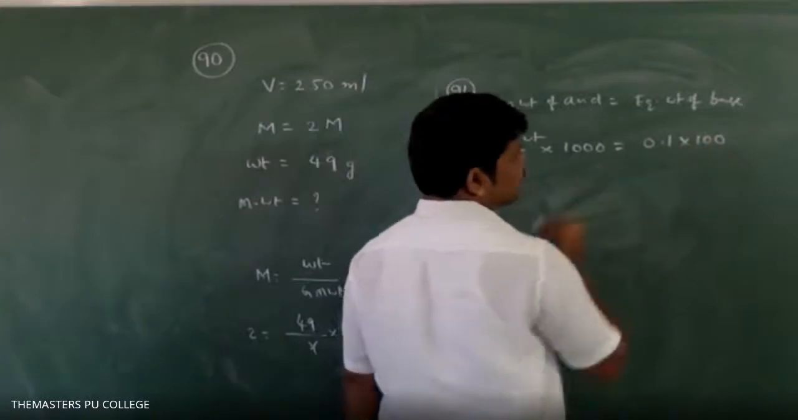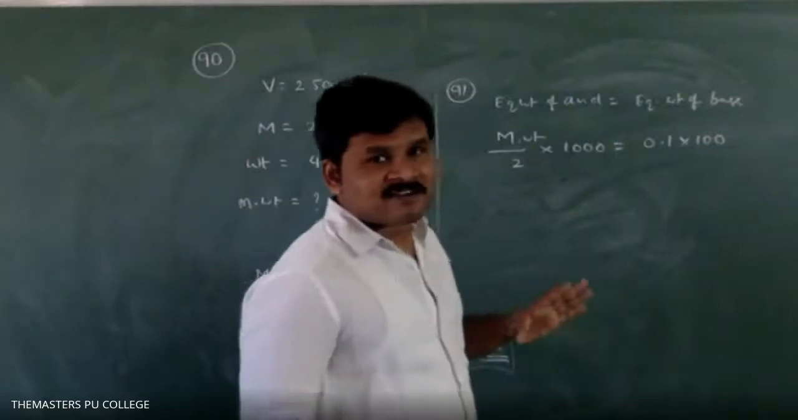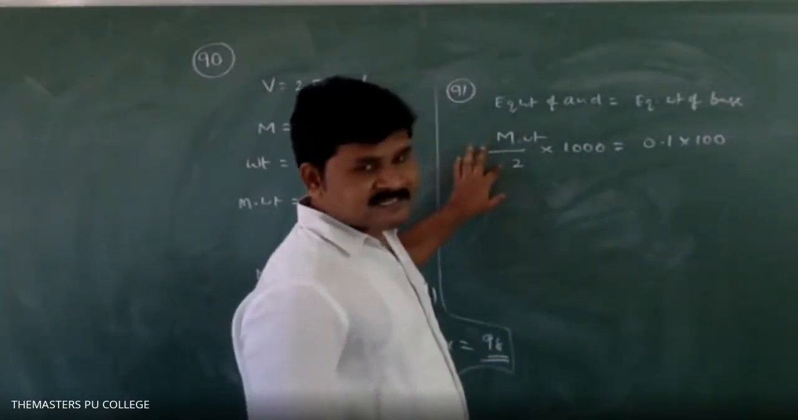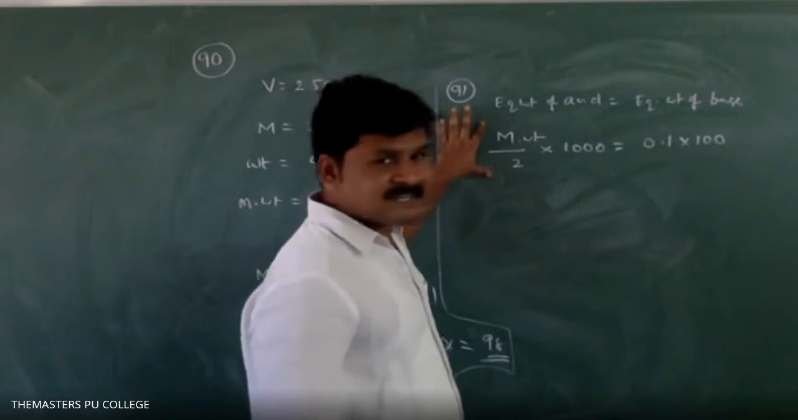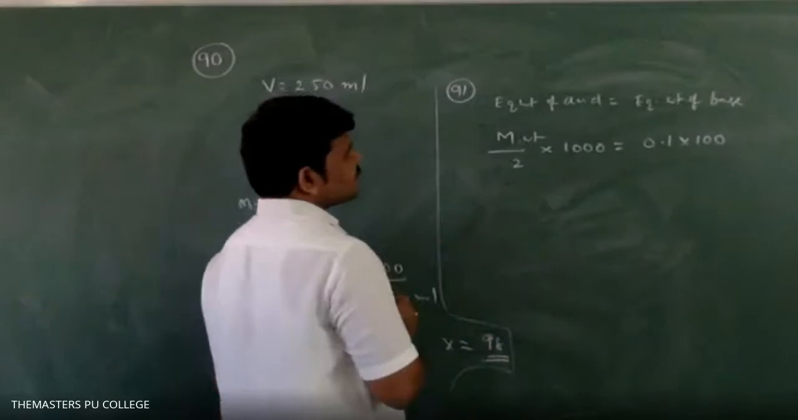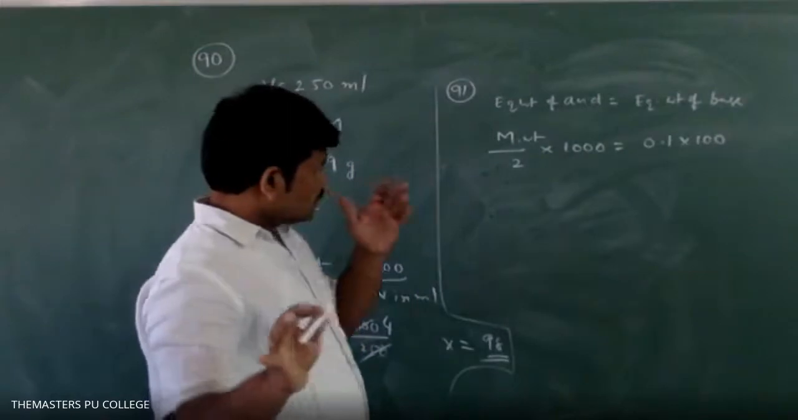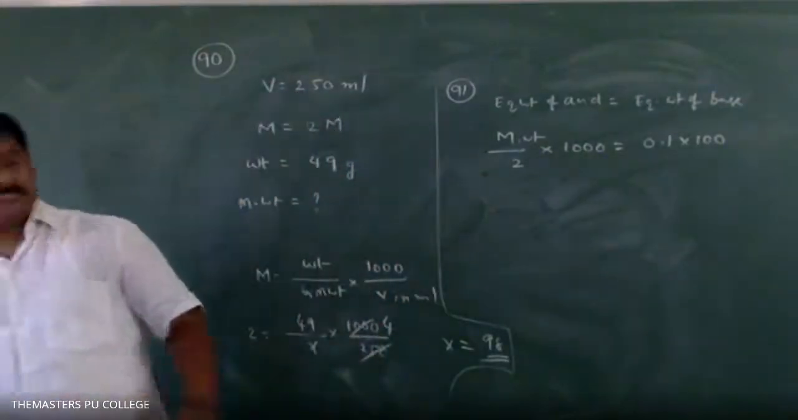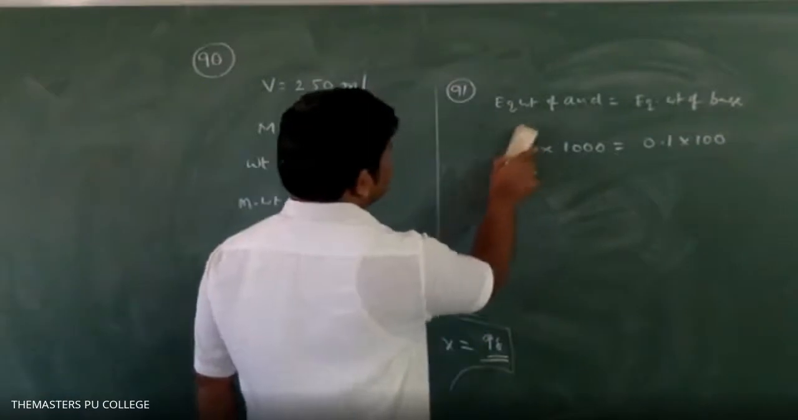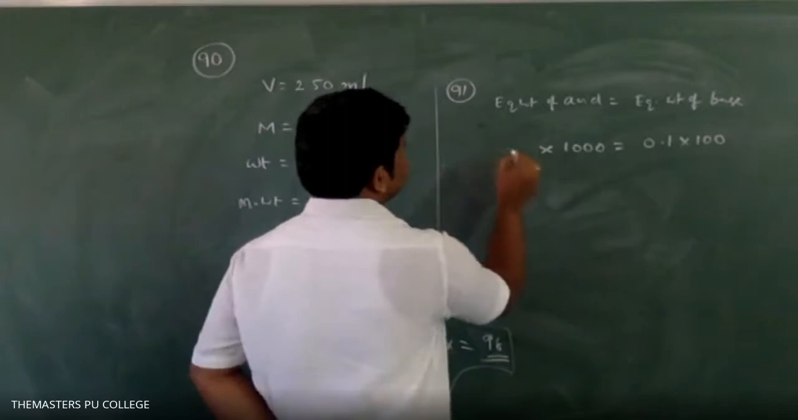N1 V1 is equal to N2 V2. N1 means weight by gram equivalent weight; with basicity you will get normality. So that's why molecular weight by 2. Please solve for molecular weight. First, you want to get the equivalent weight. What is the weight of base given? 0.49.